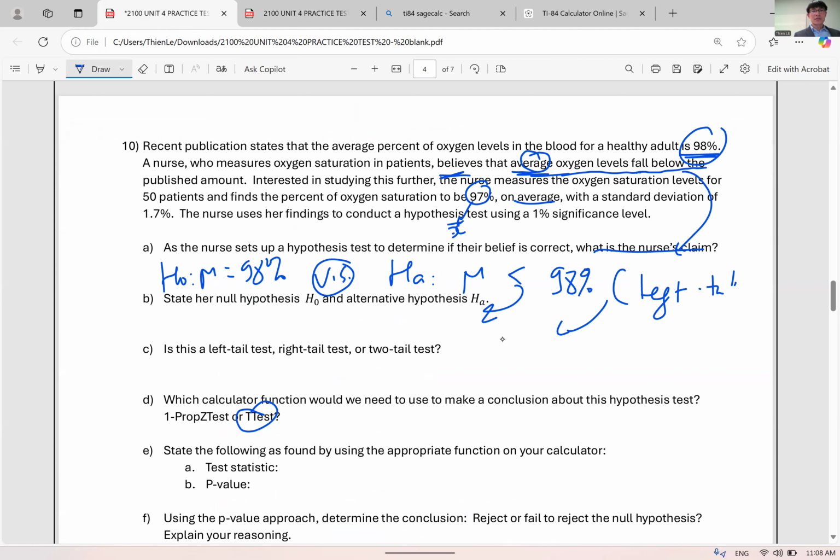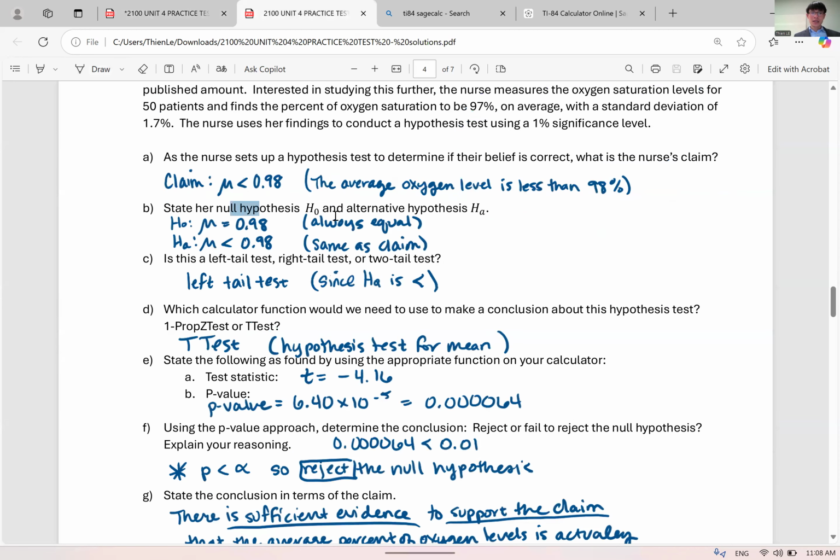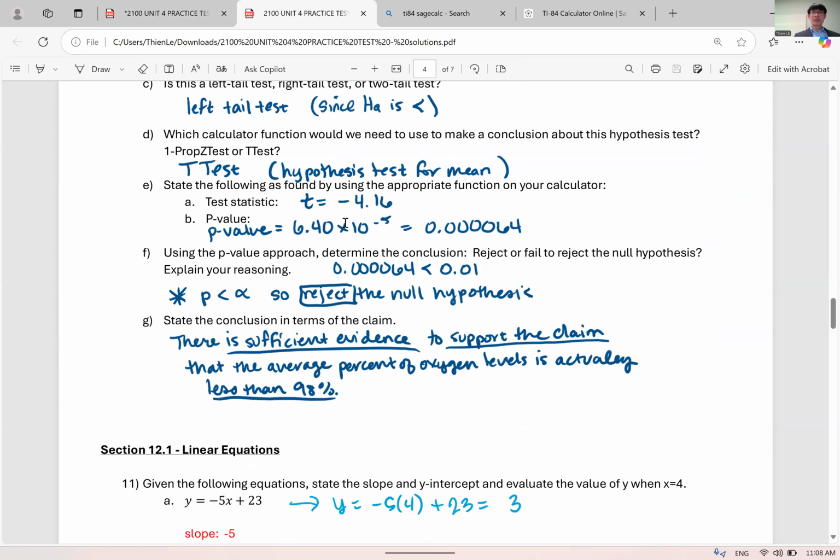Your standard deviation is 1.7%, which is your S, which is 0.0717. You plug it into your TI calculator: X bar is 0.97, S is 0.017, and mu naught is 0.98. If you plug in all these quantities, you should be able to get your p-value with this much.